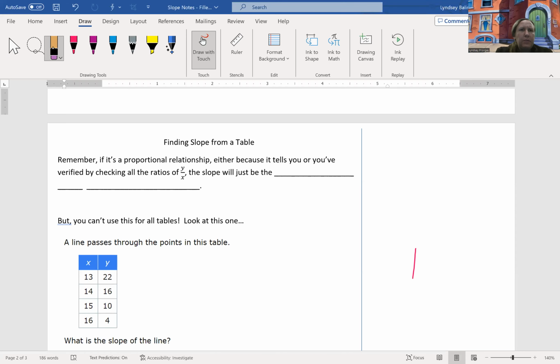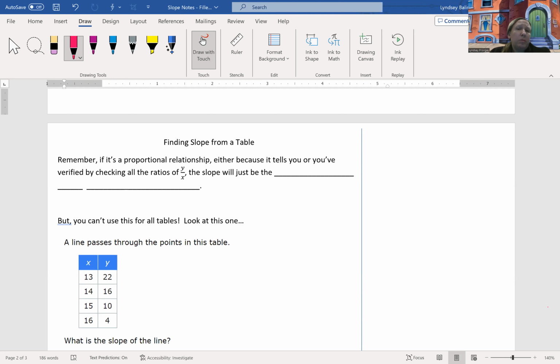Okay, so this is a video where we're just going to do one other type of slope problem. I thought my last video was getting a little bit long. So here we are specifically finding slope from a table. So remember, we dealt with proportional relationships before we started doing specifically slope.